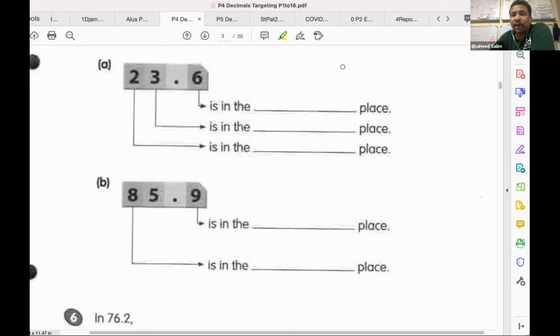So you identify the ones. Come on, identify the ones. Which one is in the ones place? I give you a clue. This is the ones place. The rest you fill in. Come on, you can do it.